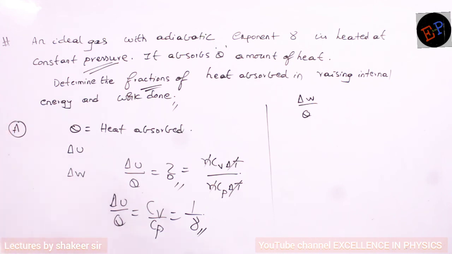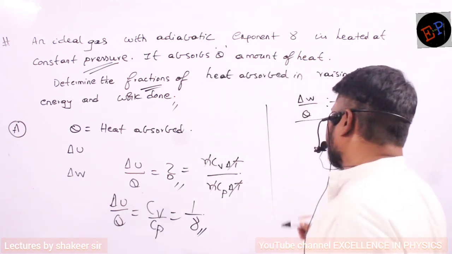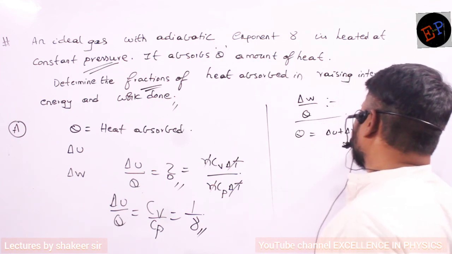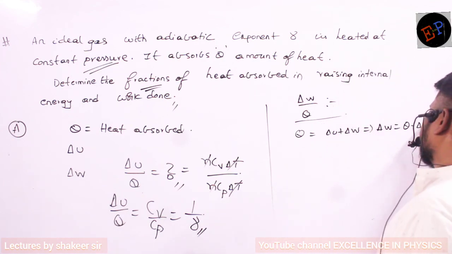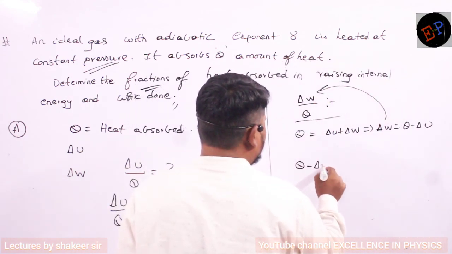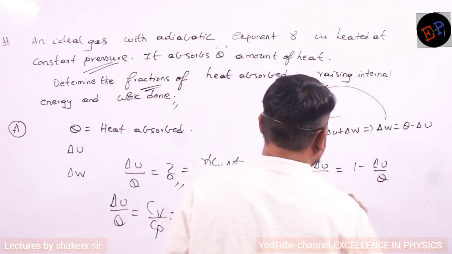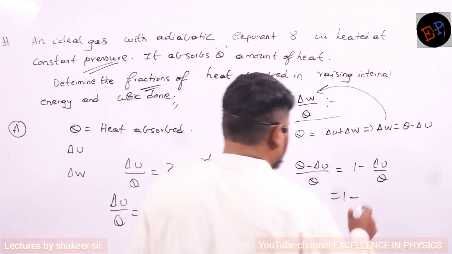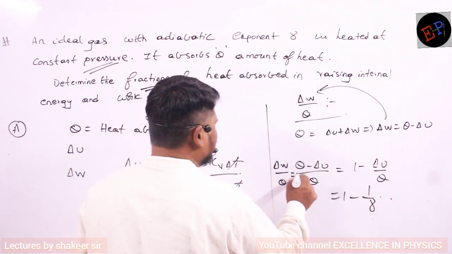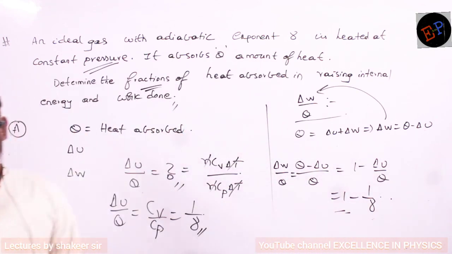Now see, delta W divided by Q. How can I write delta W? We know that Q is equal to delta U plus delta W. Therefore delta W is nothing but Q minus delta U. So take this delta W and substitute here. Q minus delta U divided by Q is equal to 1 minus delta U divided by Q. And delta U by Q I have already calculated, it is 1 by gamma. This is my answer. So one answer is 1 by gamma, another answer is 1 minus 1 by gamma.